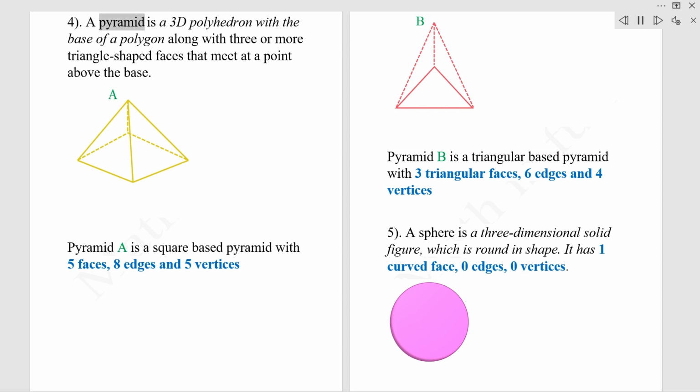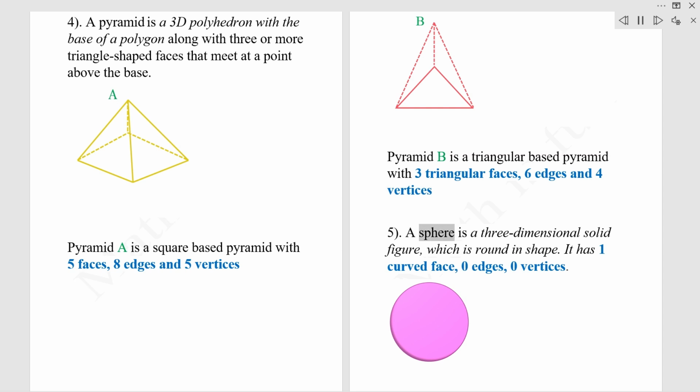4. A pyramid is a 3D polyhedron with the base of a polygon along with 3 or more triangle-shaped faces that meet at a point above the base. Pyramid A is a square-based pyramid with 5 faces, 8 edges and 5 vertices. Pyramid B is a triangular-based pyramid with 3 triangular faces, 6 edges, and 4 vertices.